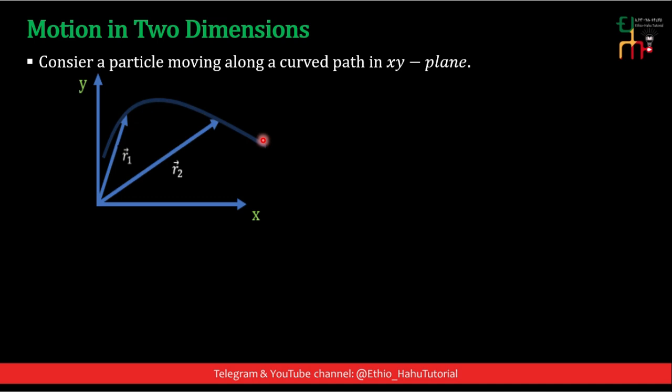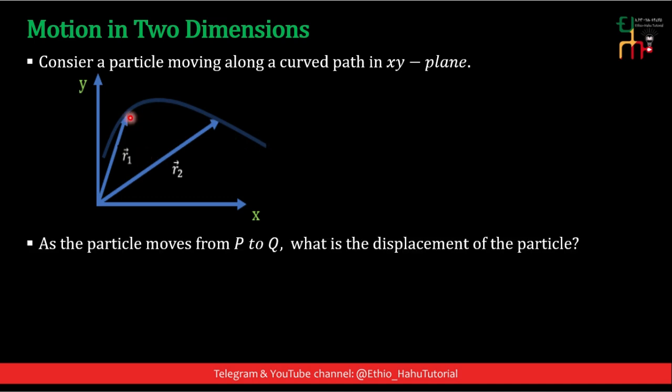of the particle. As the particle moves from point P to point Q, point P is this one and point Q is this one. As the particle moves from point P to point Q, what is the displacement made by the particle? As I have said, this is the origin. The initial position of the particle at point P is R1 and the final position of the particle at point Q is R2. The displacement made by the particle is delta R.